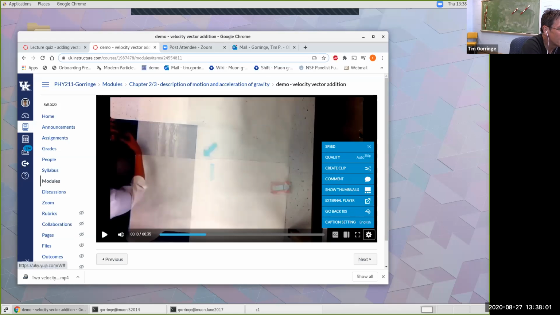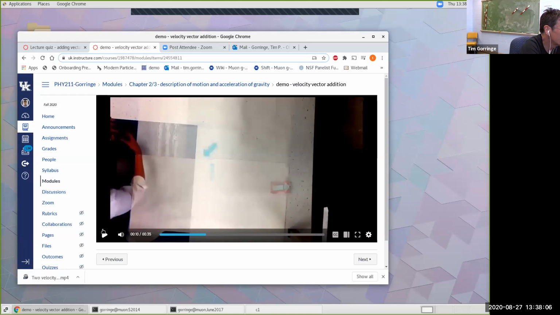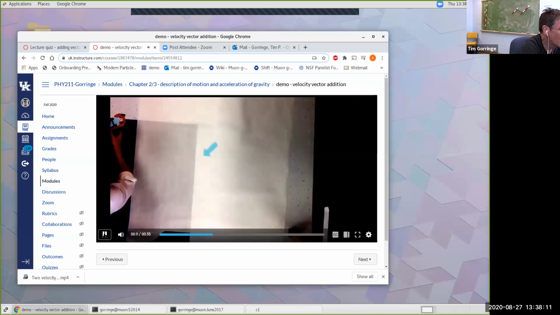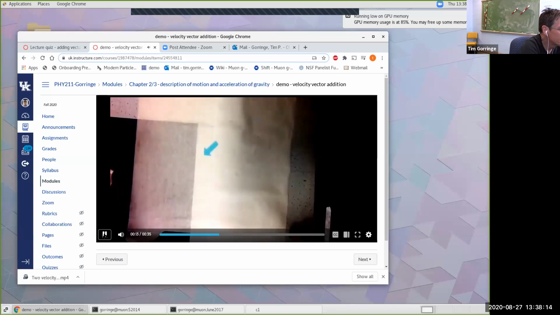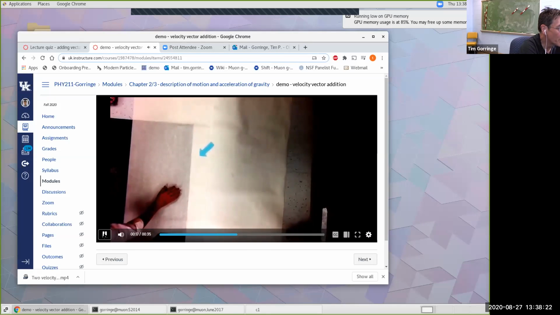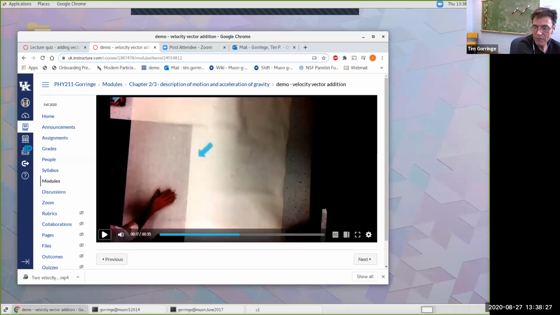I'm thinking I'll put this in slow motion. So the next one is going to be an example of adding together two vectors that are neither parallel or perpendicular, okay? Here's the truck upstairs, traveling left to right. Here's the paper on the floor. It's going to be pulled both downwards and towards the left.